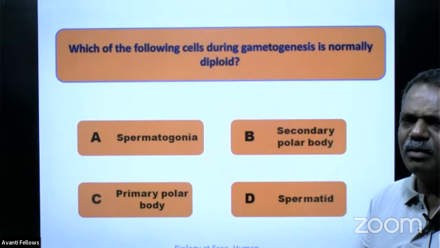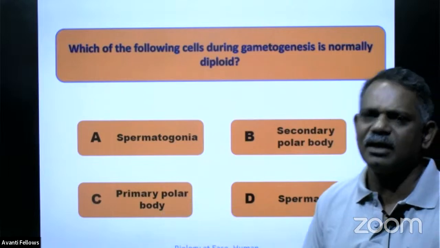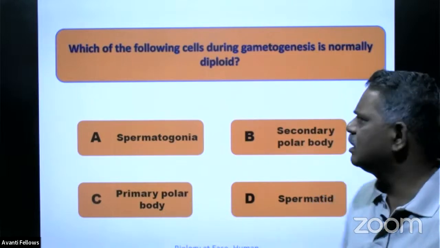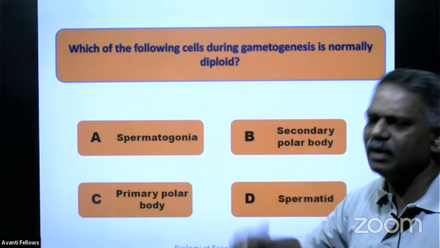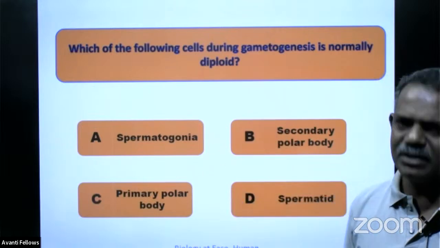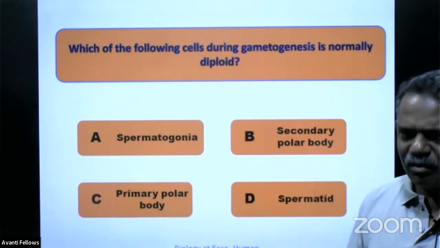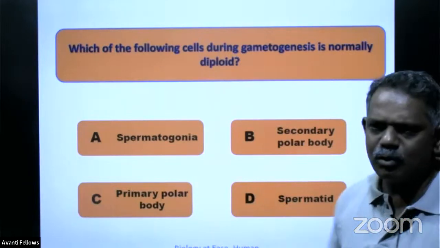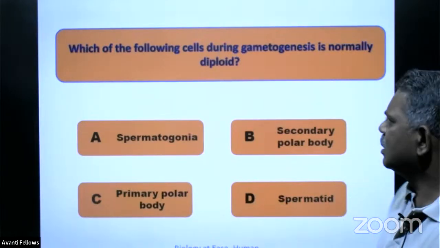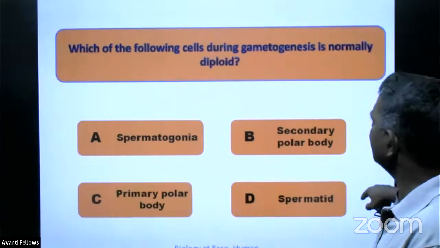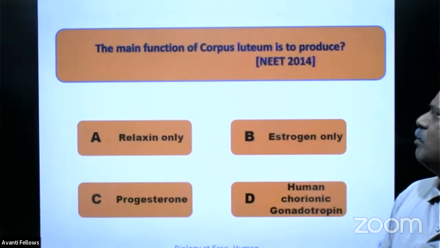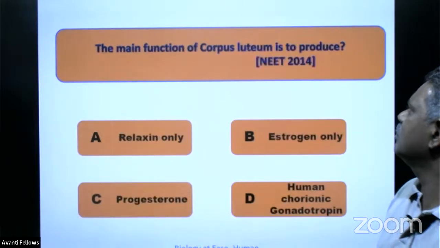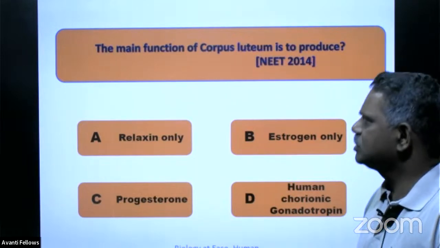Just open your book and see that schematic diagram. There it is mentioned very clearly about the ploidy of different kinds of cells in different stages. Take your time, and shall we move to the next question? We will move to another one: the main function of the corpus luteum is to produce what?